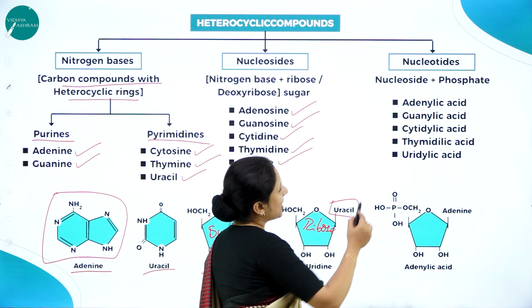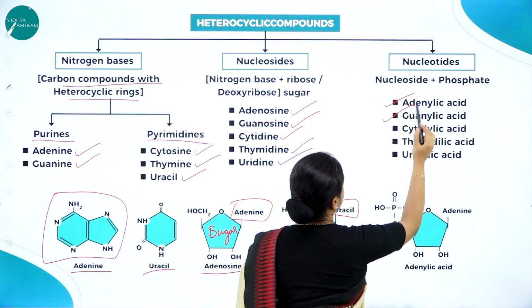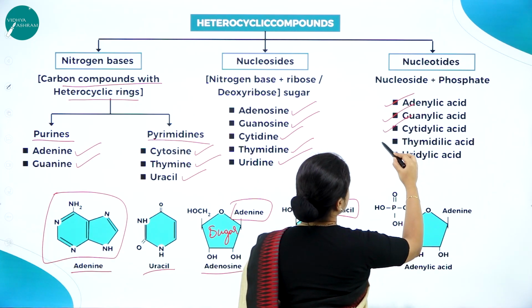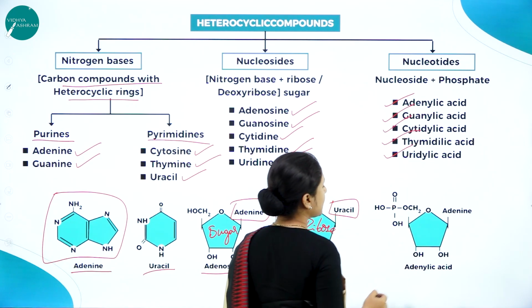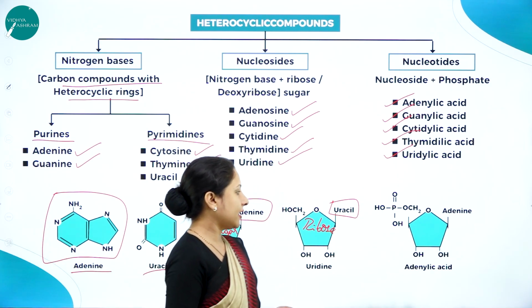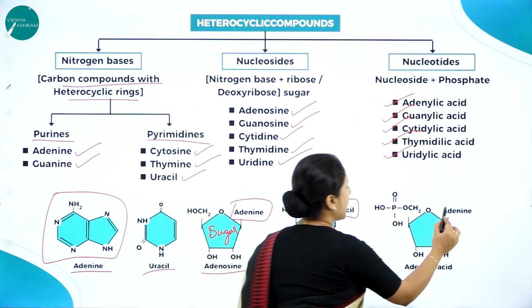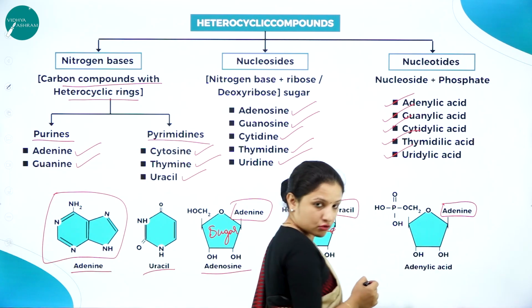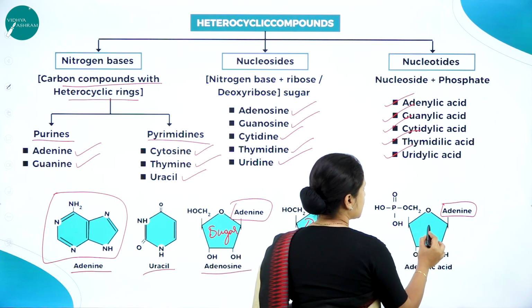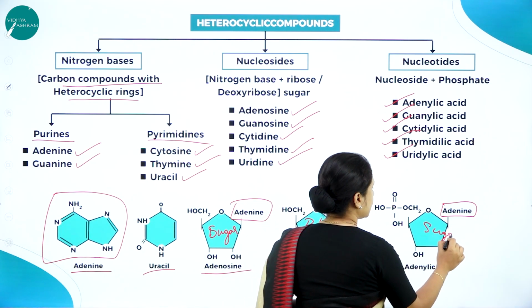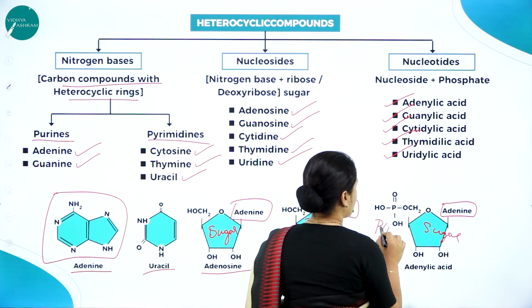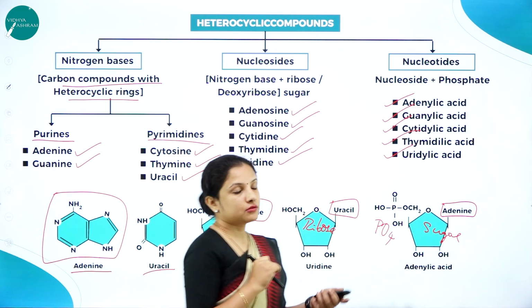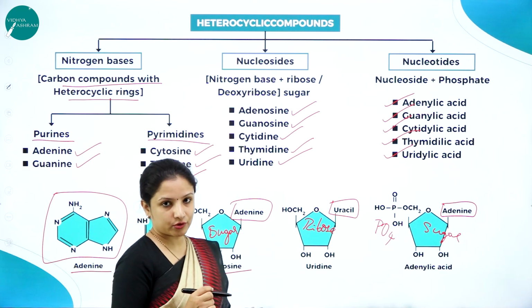So examples are adenylic acid, guanylic acid, cytidylic acid, thymidylic acid and uridylic acid. So this is an adenylic acid wherein we have adenine, which is a nitrogen base that is connected to a sugar and that is connected to a phosphate group. So altogether, we call it a nucleotide.